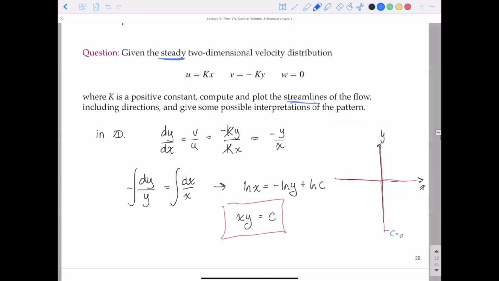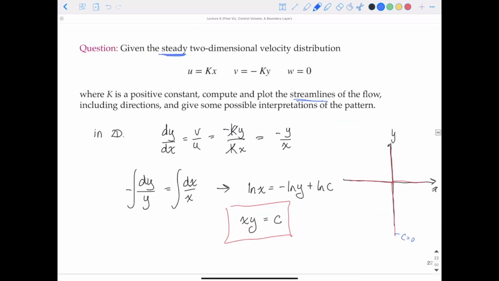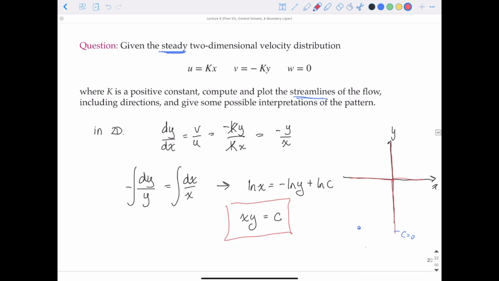So this would represent any specific point in our fluid flow. If we solve for this, we could solve for C. So say we knew a streamline or a point over here. The flow line that would go through this point might correspond to when C is equal to 3. So our flow might look like this. And then our direction of flow would be in this direction.